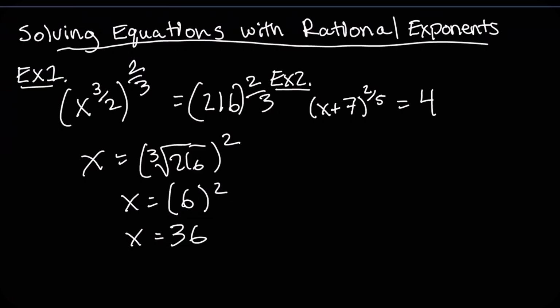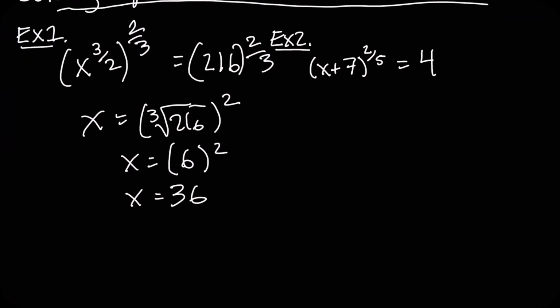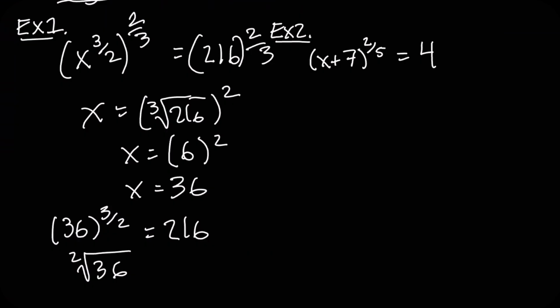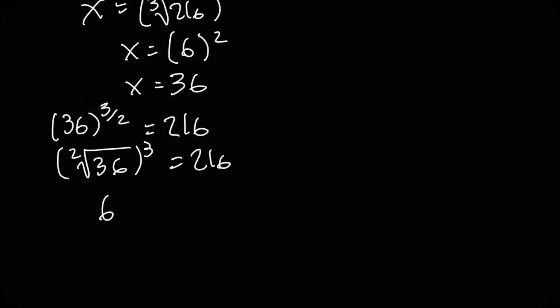So now that we have x is equal to 36, let's plug that back into the original equation and make sure it makes sense. So 36 to the 3/2 is equal to 216, or the square root of 36 to the 3rd power, and that's going to be equal to 216. So then we have 6 cubed is equal to 216, which is 216 is equal to 216. We can go ahead and check that one.